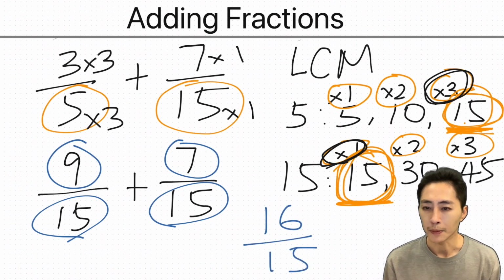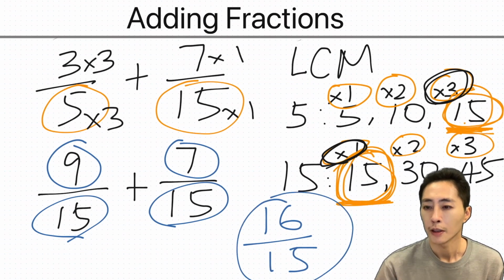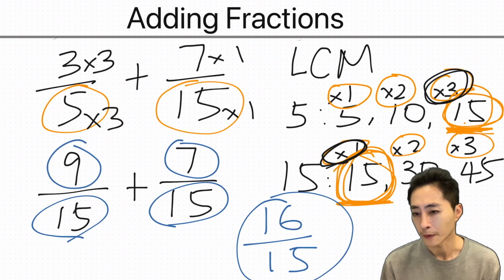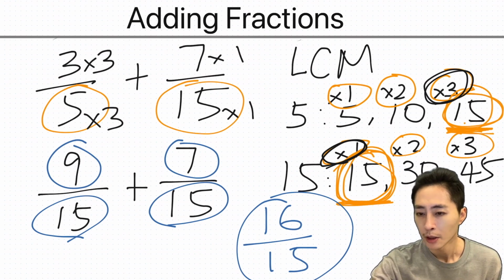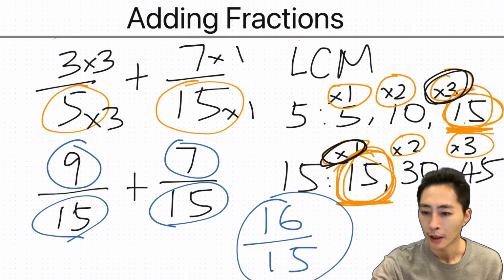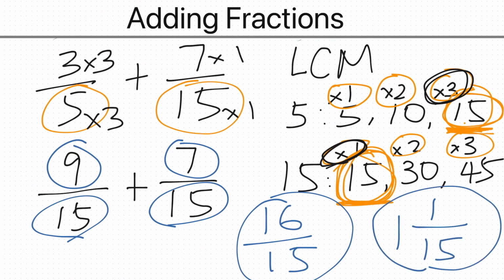Now what you will notice immediately is that the numerator is greater than the denominator, 16 and 15. So this is called an improper fraction. And for an improper fraction, we need to convert it to a mixed number as the final answer. So 16 over 15 is 1 whole and 1 over 15. And that's our final answer.